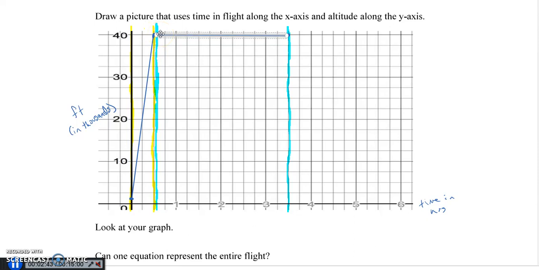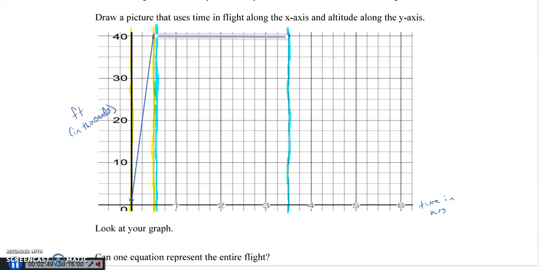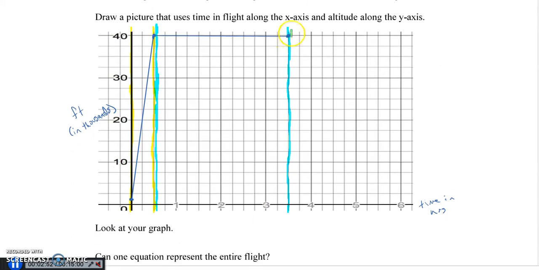Okay, and now what happens? Let's look back at the problem. It says in the last 30 minutes, we're going to descend to 100 feet. So now, in a different color, we've got 30 minutes to get back to Earth. So now the green part of our flight, 30 minutes. From 3.5 to 4 hours into our flight, we're going to work on getting down to 100 feet, which is going to be almost down here to the x-axis. So start there, and we're going to descend. And so here, this is what our flight looks like.